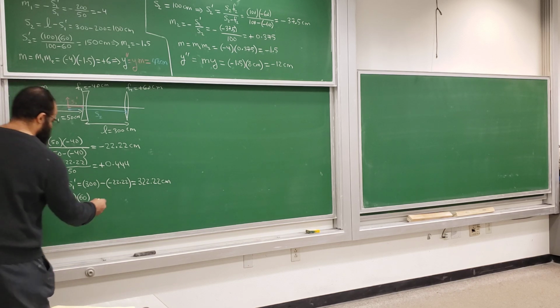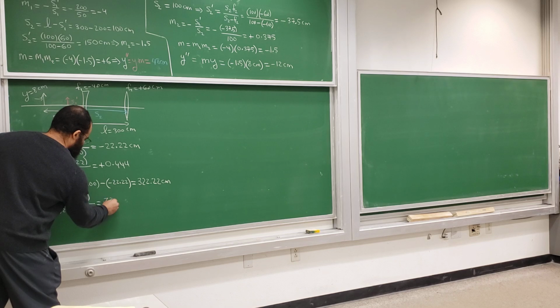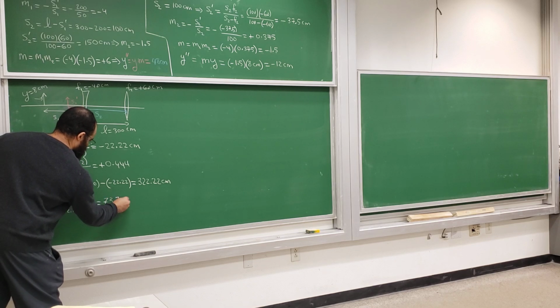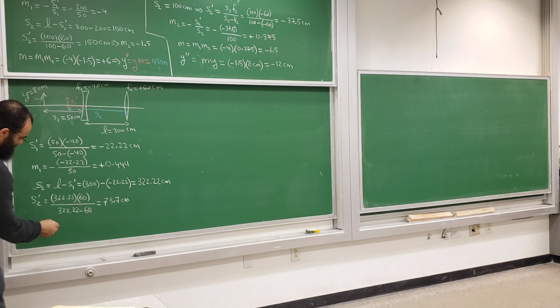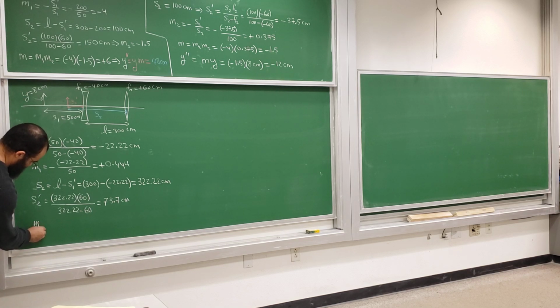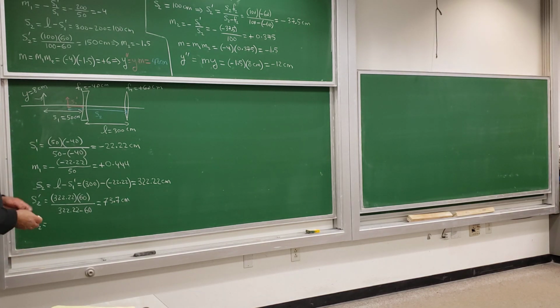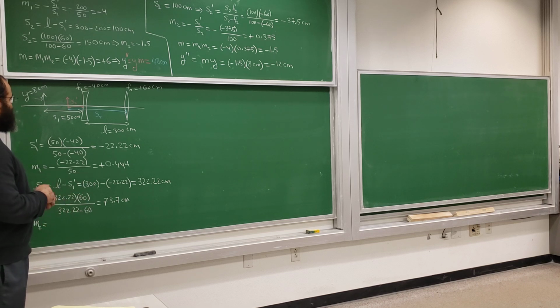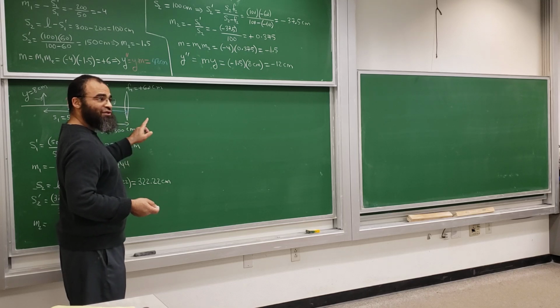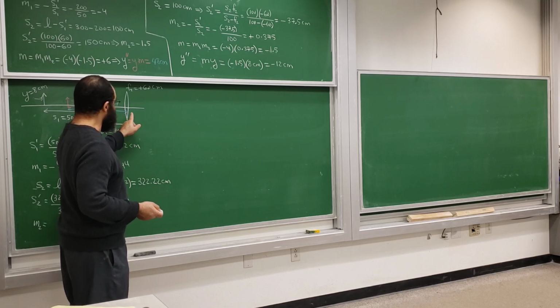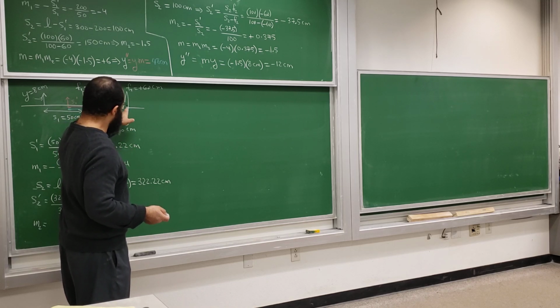73.7. Correct. 73.7 centimeters. And that means the magnification M2. Where is 73.7? To the right of the first lens or second lens? Second lens. So now that's the image for this second lens.